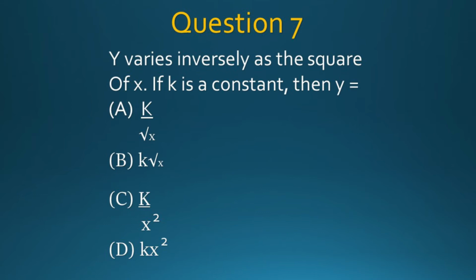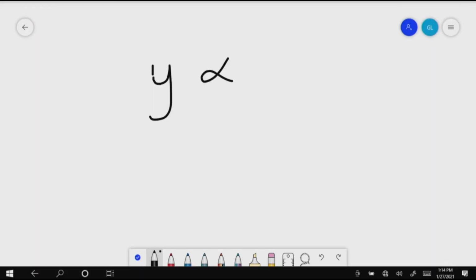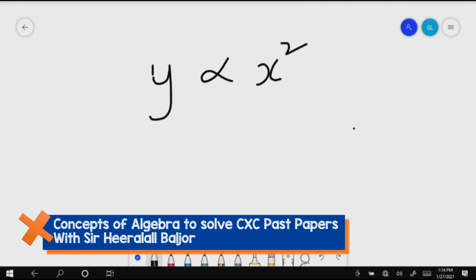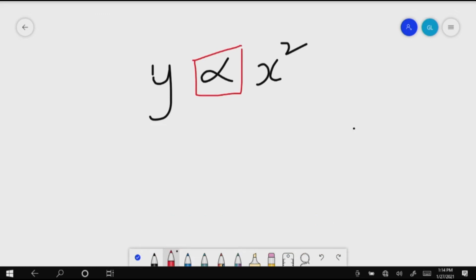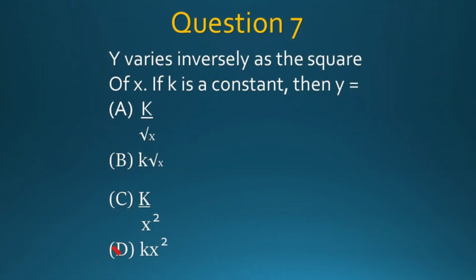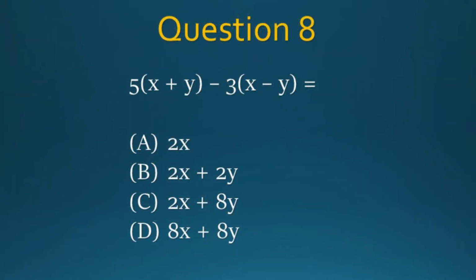In this question, it reads, y varies inversely as the square of x. So, y varies inversely as the square of x, written like that. Now, they say if k is a constant, then y is. Now, in dropping this variation sign and representing it with an equal sign, this would have been y equals k over x squared. So our solution there would have been D.